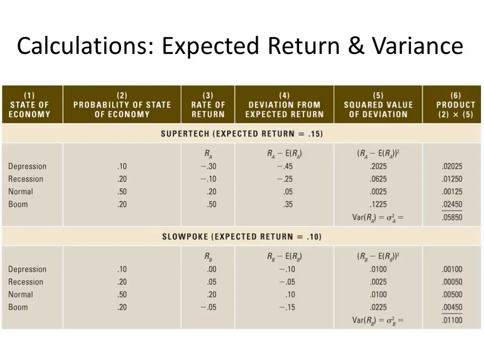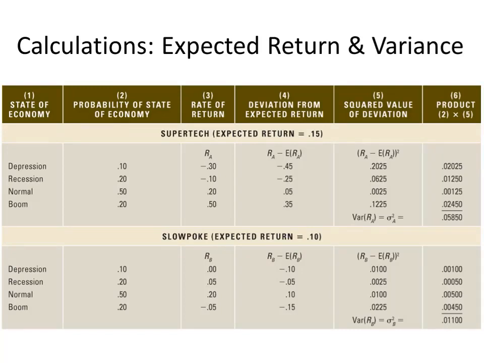Similarly, we're going to take minus 0.10 minus 0.15, the expected return, and get a deviation of minus 0.25. For normal economy, for SuperTech, we are going to take 0.20 minus 0.15 to get 0.05. And for boom, we're going to take 0.50 minus 0.15 and get 0.35. The four numbers we've just calculated are called the deviation from the expected return.